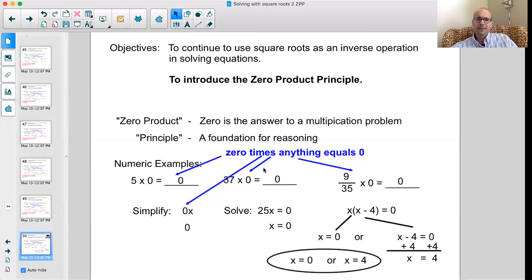So reviewing our objectives, let's see what we got. We continue to use square roots as an inverse operation for solving equations, along with other operations we had to work backwards through. And then the second thing was we just lightly introduced the zero product principle.